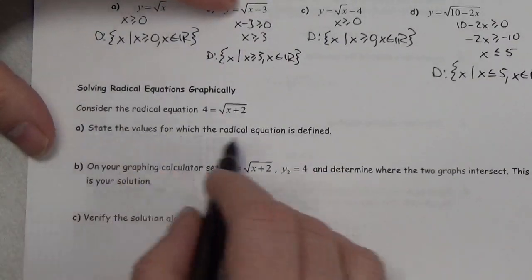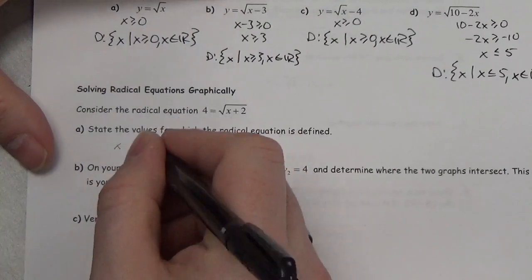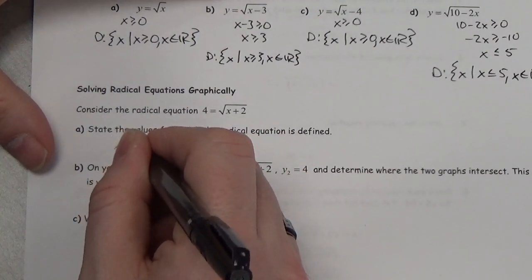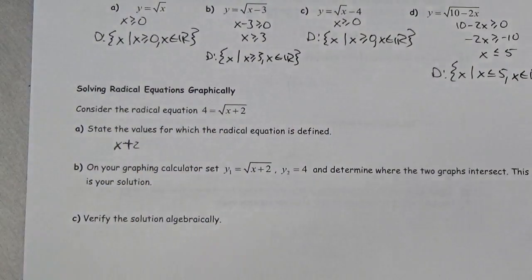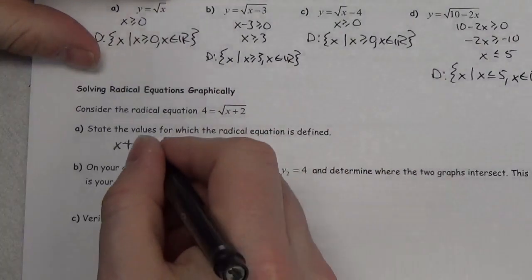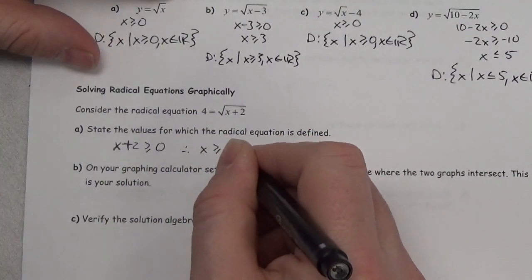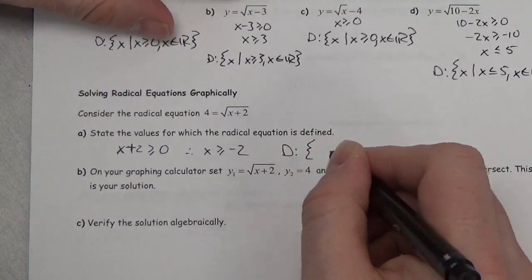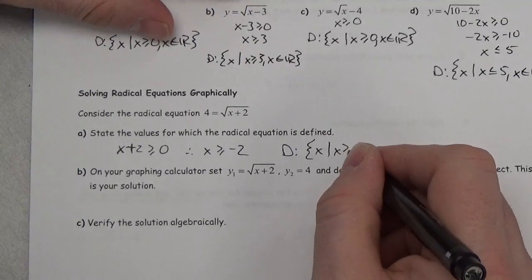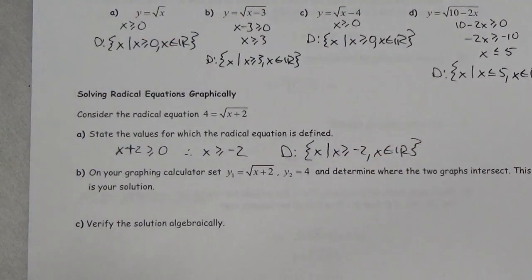So first of all, we're going to state the values for which the radical equation is defined. Well, x plus 2 has got to be greater than or equal to 0, and so therefore x must be greater than or equal to negative 2, and so that's our domain, right? Our domain will be the set of x values such that x is greater than or equal to negative 2, where x is an element of the reals.